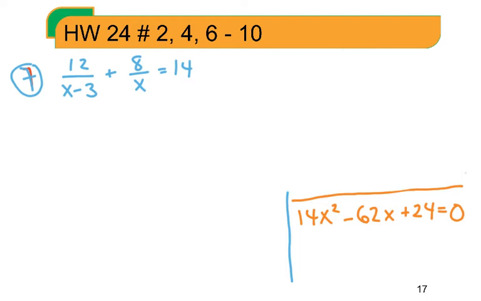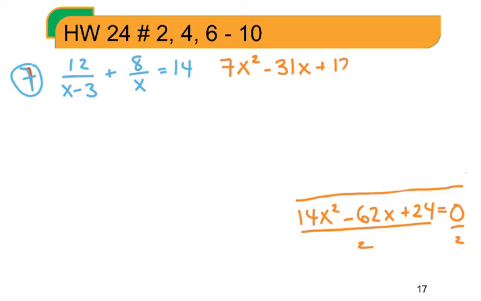And okay, so the first thing I might say is, why don't we go ahead and divide everything by 2? We can divide this side by 2 and this side by 2. And that's going to give me my quadratic equation. 7x squared minus 31x plus 12 equals 0.